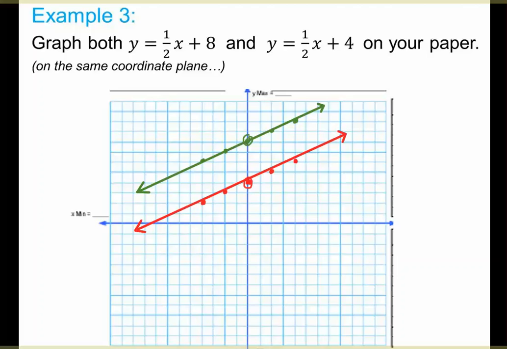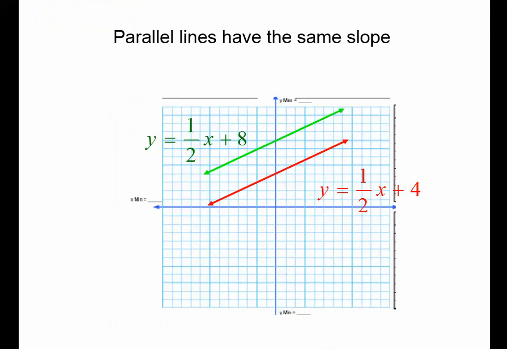Notice that they do have different y-intercepts. Okay, one crosses at +8, and one crosses at +4. But what do they have in common? Well, they have the exact same slope. Okay, when you have the exact same slope, you're going to move up and down this coordinate plane at the exact same rate. And so what ends up happening is basically anytime you have equations written in y equals mx plus b and they share the same slope, you know that you're going to have parallel lines. Okay, so that's something to kind of keep in your toolbox for the future.